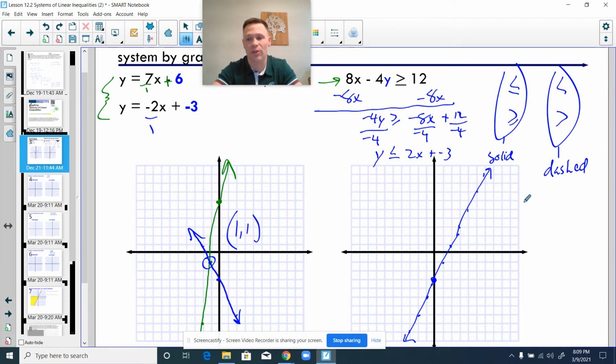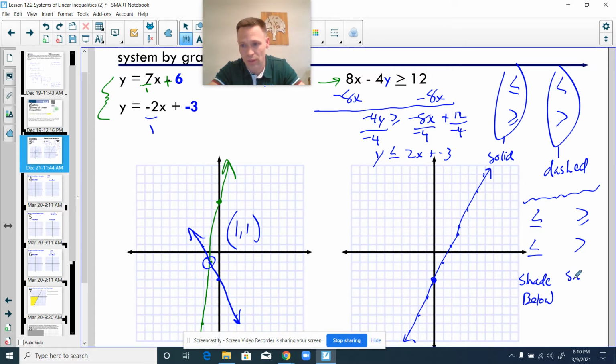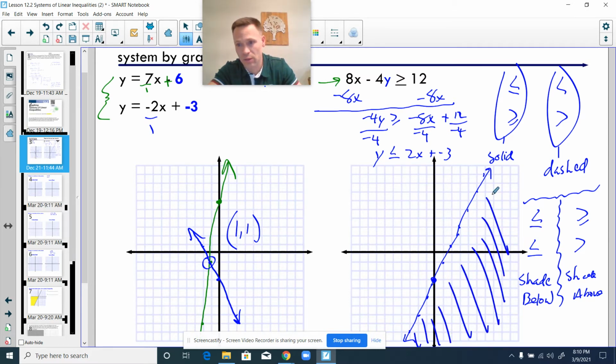And we also learned another trick that when it is solved for y, and only when it's solved for y, if the inequality is less than or equal to or less than, we shade below. And if it's greater than or equal to or just greater than, then we shade above. So this is less than or equal to, so I will shade this way.